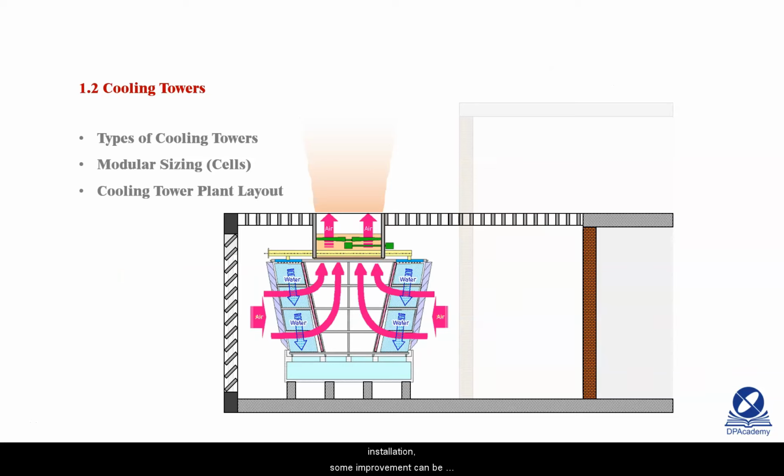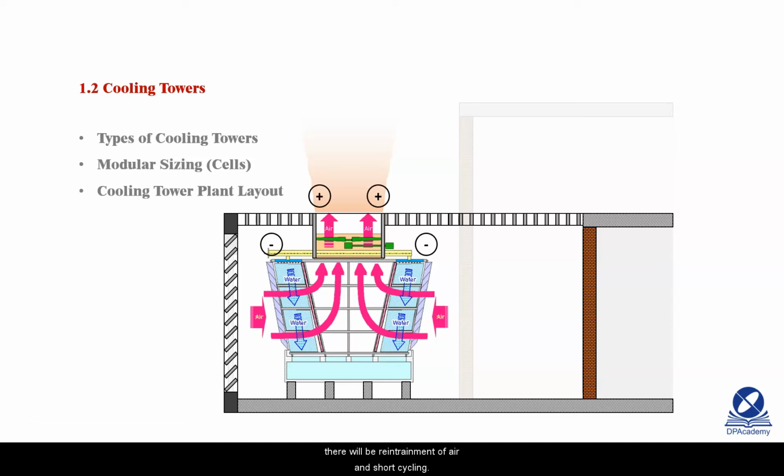The facade that was previously closed is now open with louvers. The core wall is pulled back away from the cooling tower. The discharge of the cooling tower is not blocked by the trellis. While this is a satisfactory installation, some improvement can be made to improve the efficiency of the cooling tower.